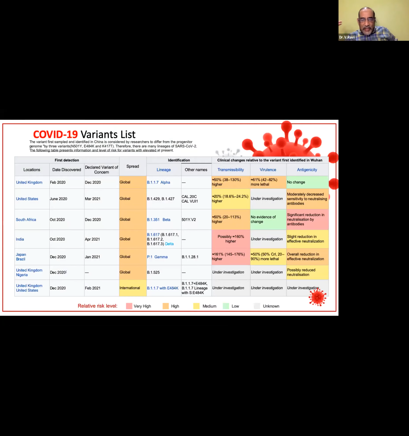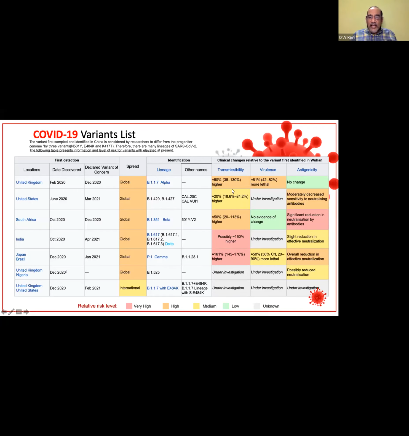We know that. What's the big deal? Why are we talking so much and why are we making such a big noise? Because it has implications for transmissibility, it has implications for virulence, and it has implications for antigenicity. If you look at transmissibility, all the 4 variants of concern are highly transmissible.